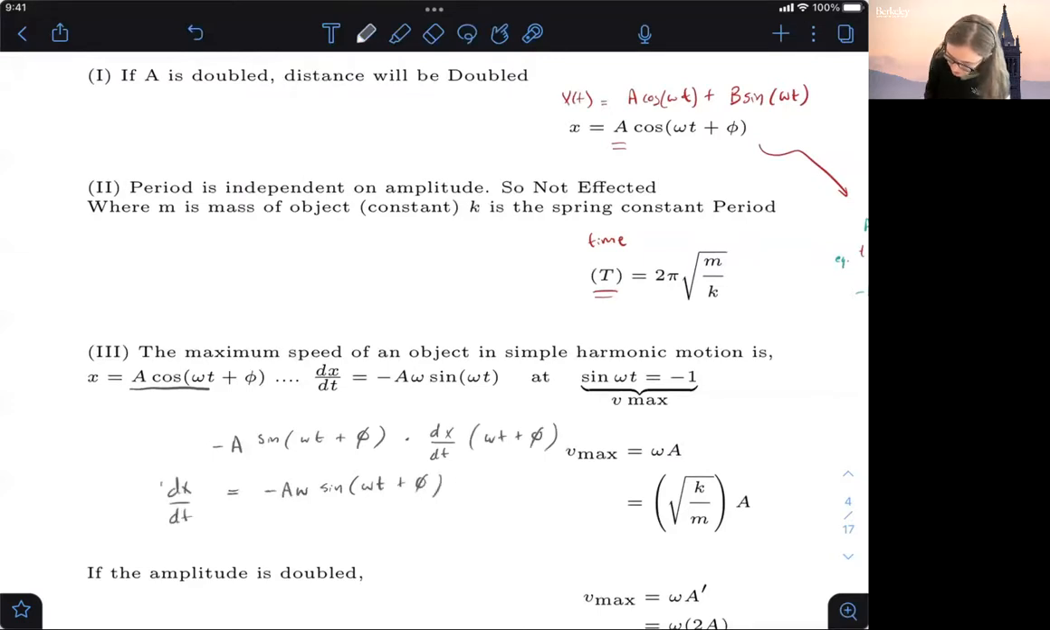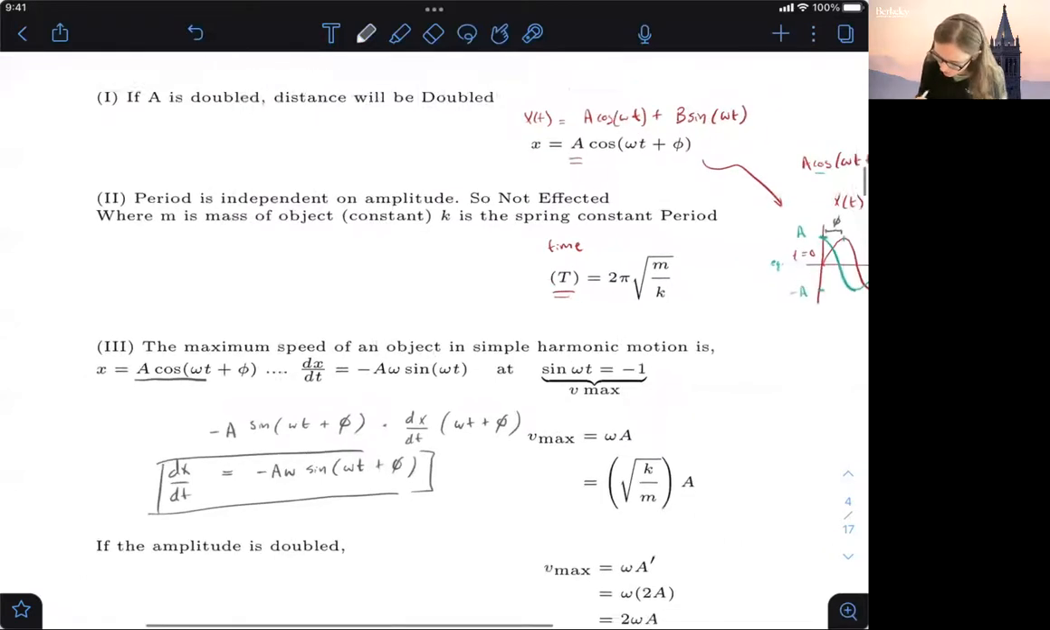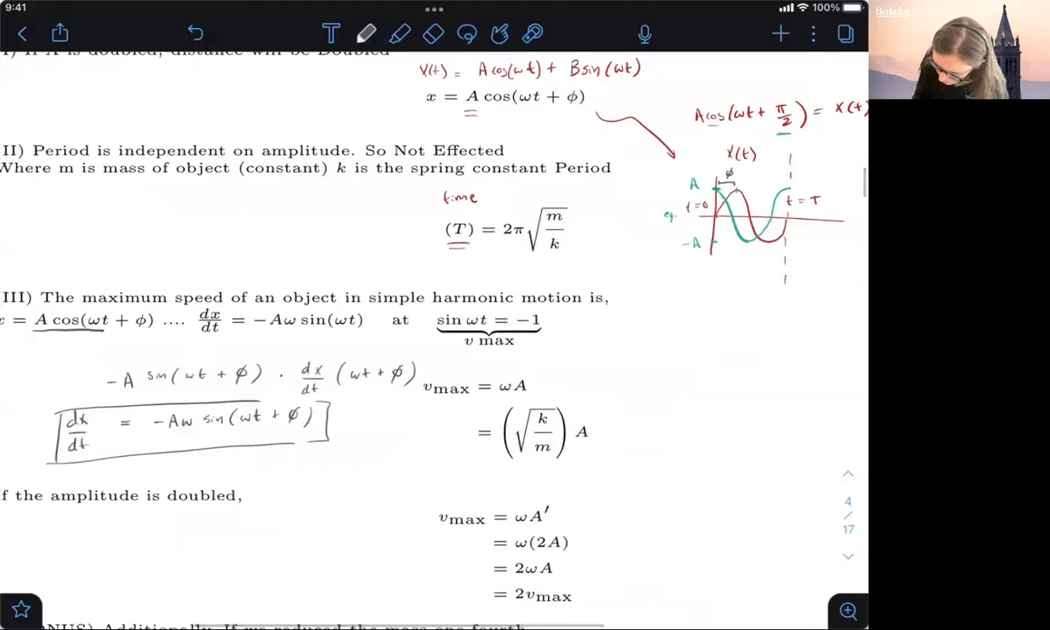If you feel rusty on your derivatives, please practice these because you will see these many, many times in this section. So it's important that you feel pretty comfortable with the sine, cosine, trig derivatives. Okay, so after we take that derivative, this is our answer.